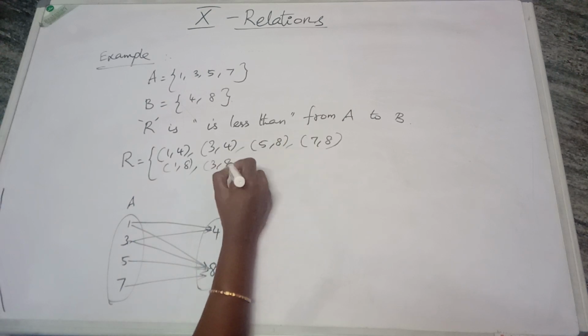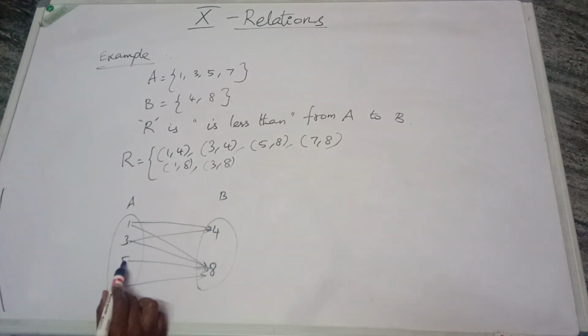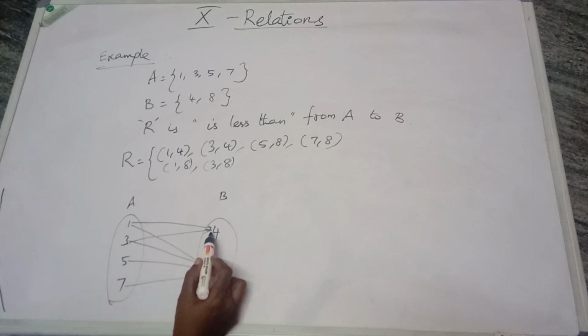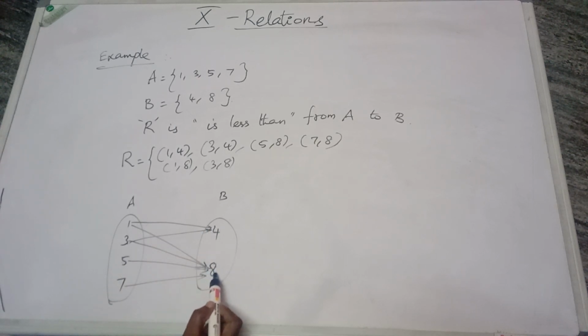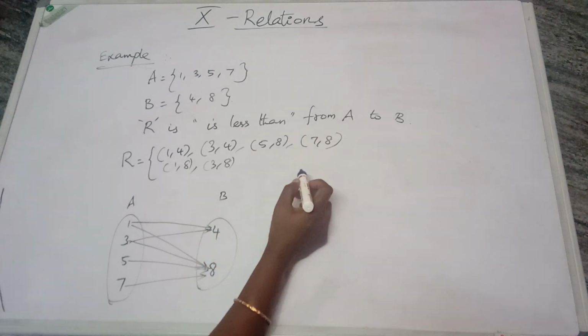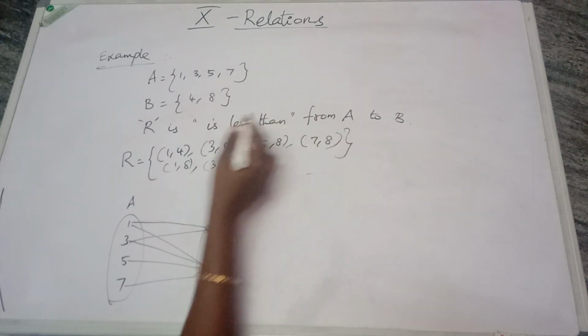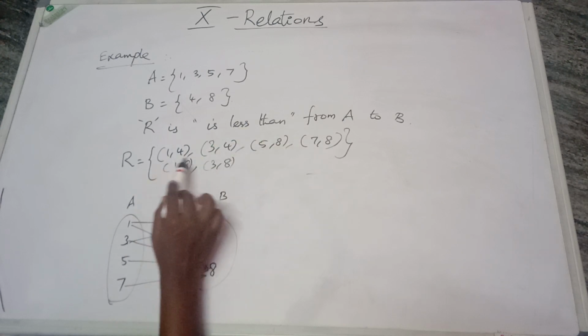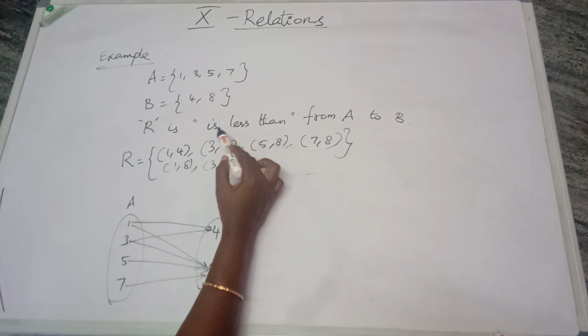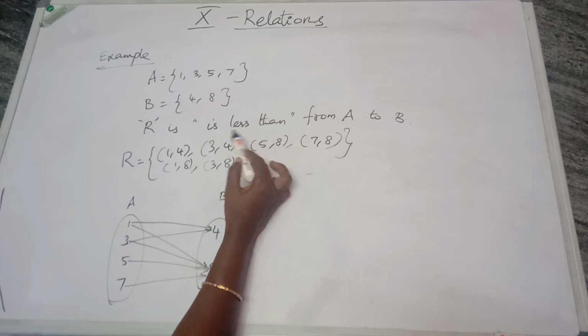So 3, 8. And then 5, 4 we can't write because 5 is greater than 4, so we have to move on to the next element in the second set. So 5 is less than 8 and also 7 is less than 8. Okay, this is the set of relation. All these pairs satisfy this specific condition. That condition is that the relation is less than.